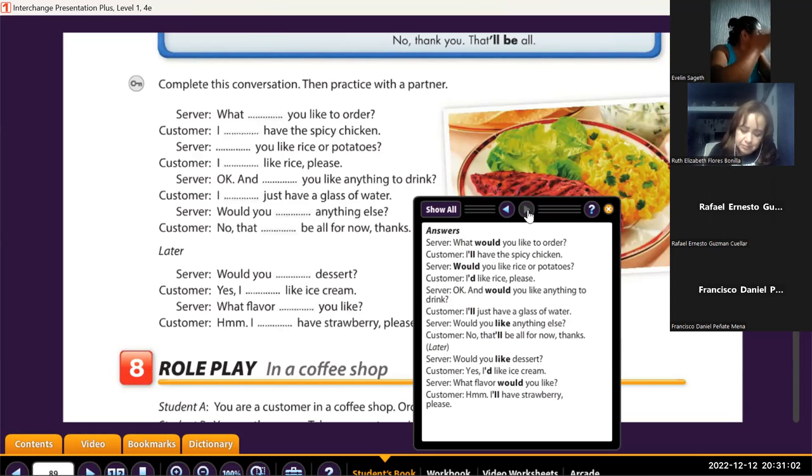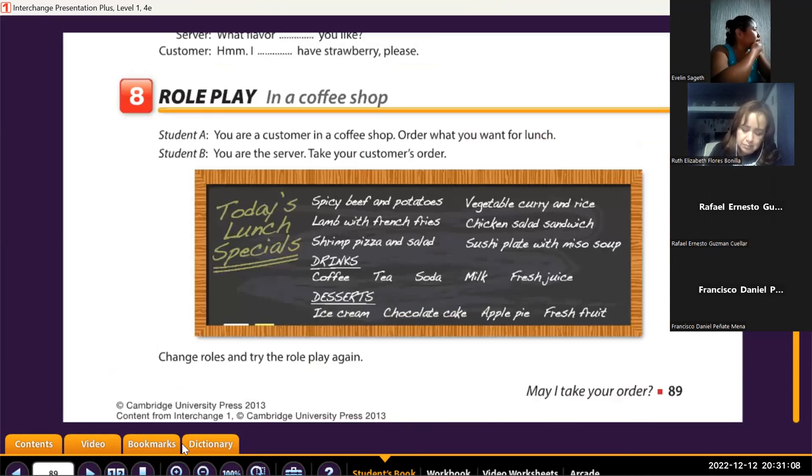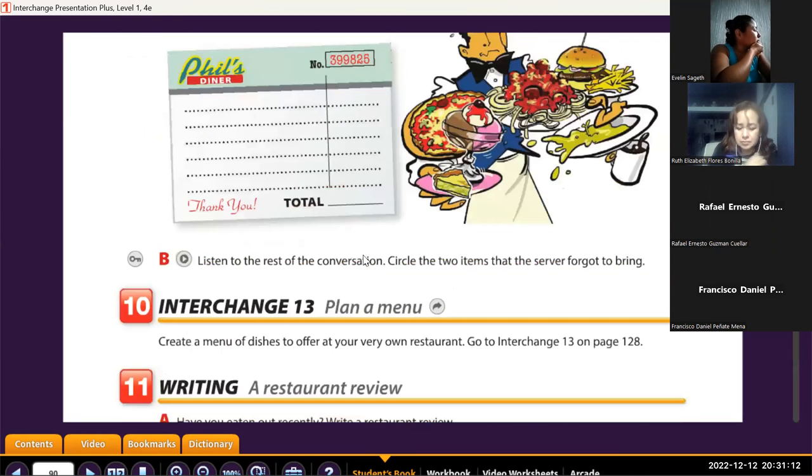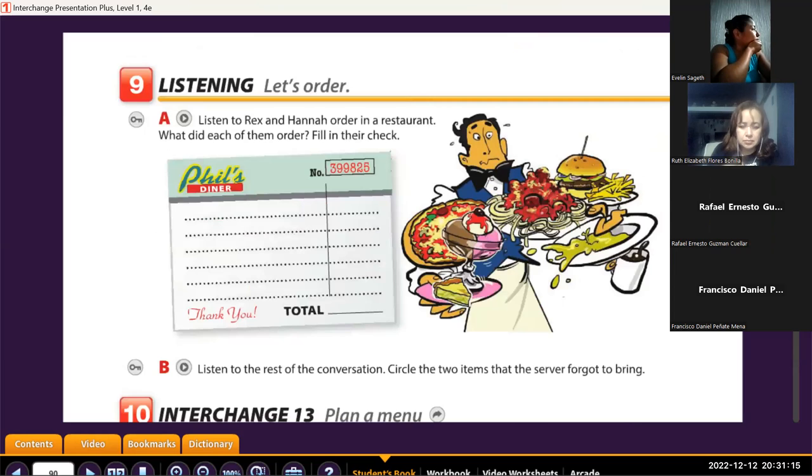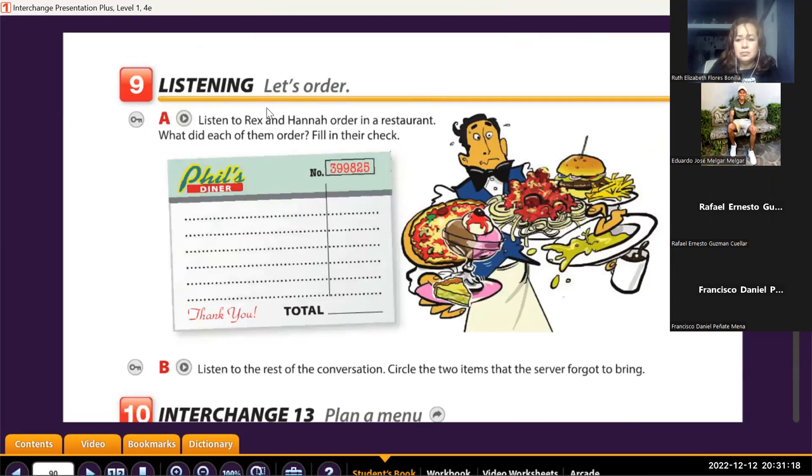The strawberry, please. Okay, so that was pretty easy. But also we have a listening exercise. Okay, this is the listening exercise that we are going to complete. It says, let's order. We're going to listen to Rex and Hannah order in a restaurant, and you have to write here what each of them ordered. So you have to complete their check here. Complete the order, and then we're going to check. Remember that it doesn't matter if you have not printed the material, you can work in your notebook. Okay, ready?